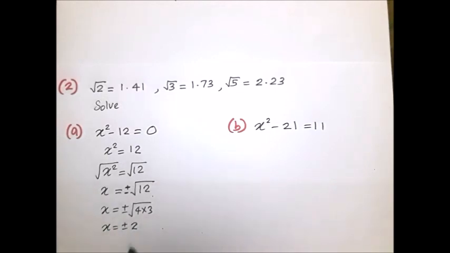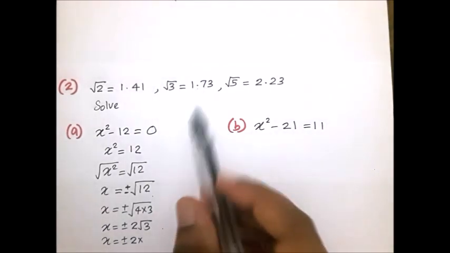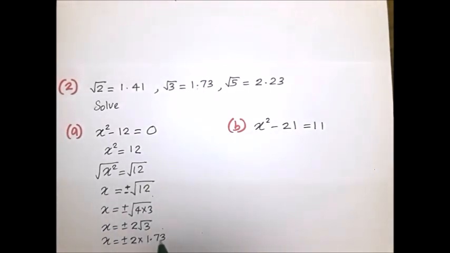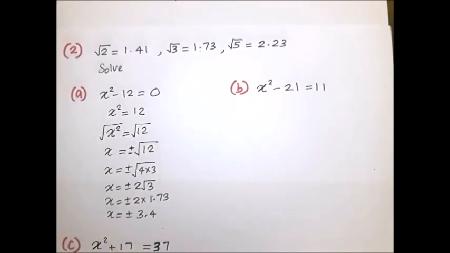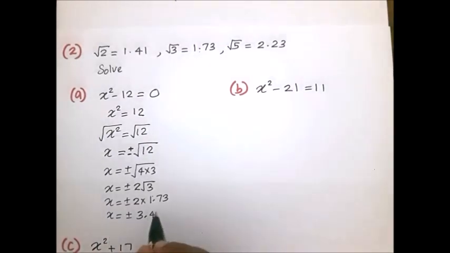It is 2. Square root of 4 is 2. Then within square root it is 3. Within square root symbol it is 3. 2 multiply. Now substitute the value of square root 3. It is 1.73 here. 2 multiplied by 1.73. It is 3.46. So answer is plus or minus 3.46.